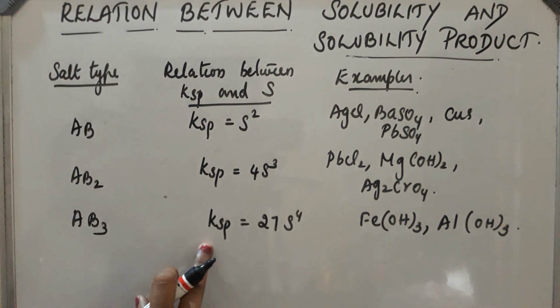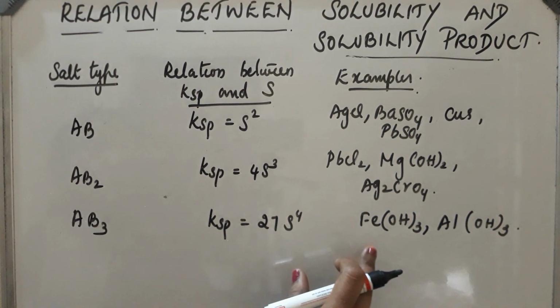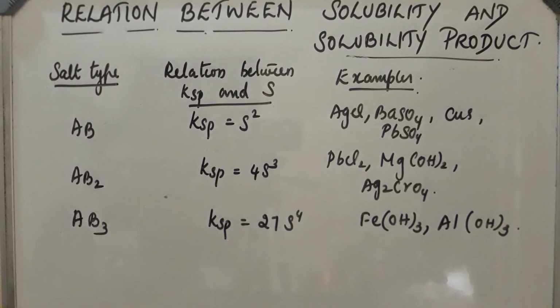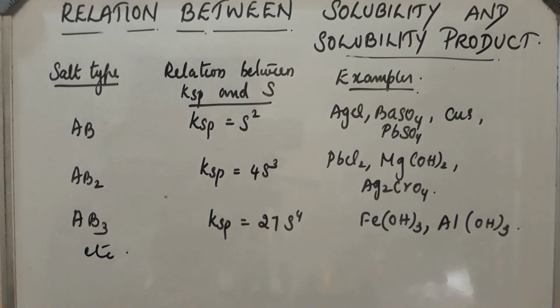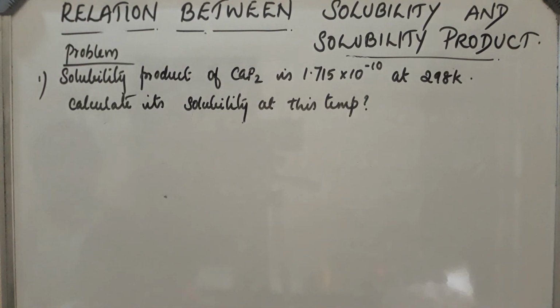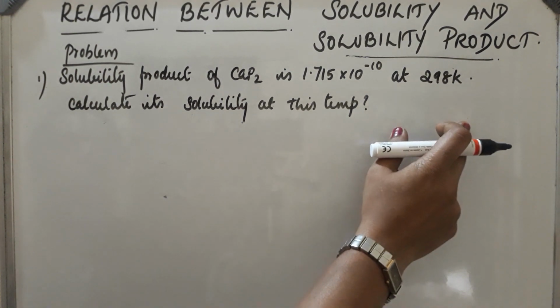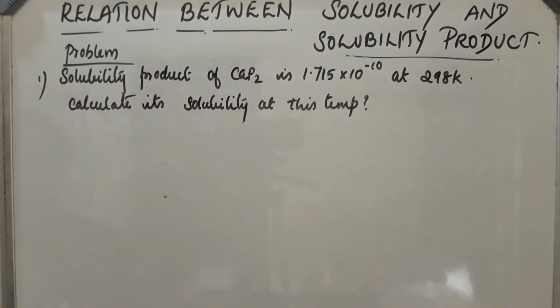Now the third type is AB3 type. In such a case, Ksp will be equal to 27S raised to 4. Examples are Fe(OH)3, Al(OH)3. Like this, there are different types of salts. Now, let us discuss one problem based on this. The problem is, the solubility product of CaF2 is 1.715 into 10 raised to minus 10 at 298 Kelvin. Calculate its solubility at this temperature.